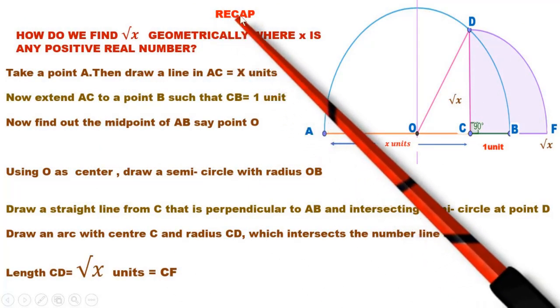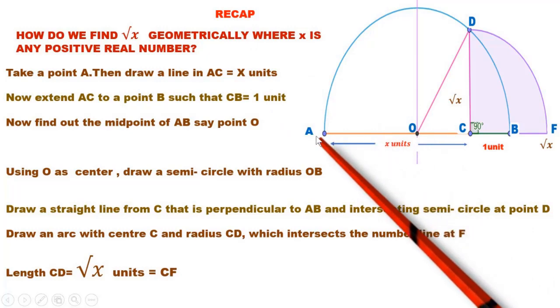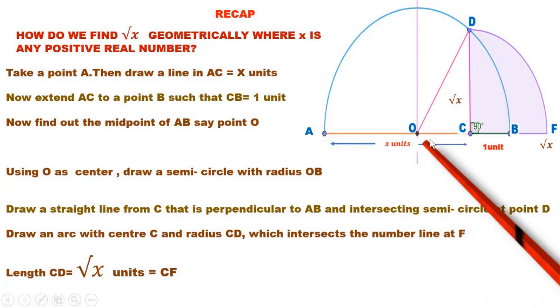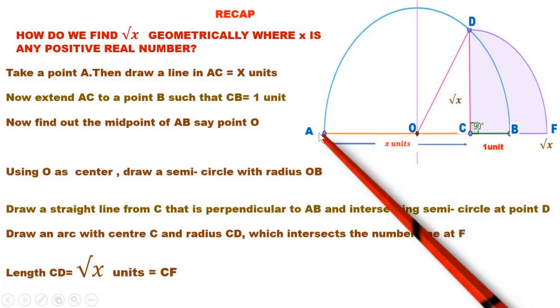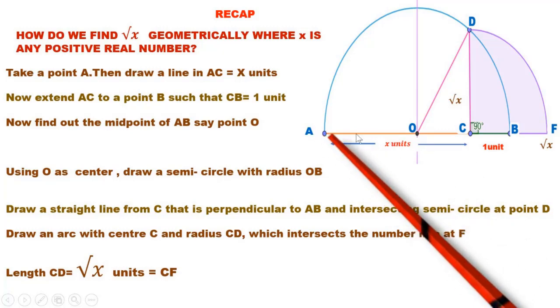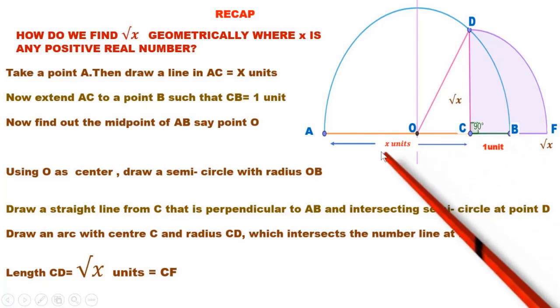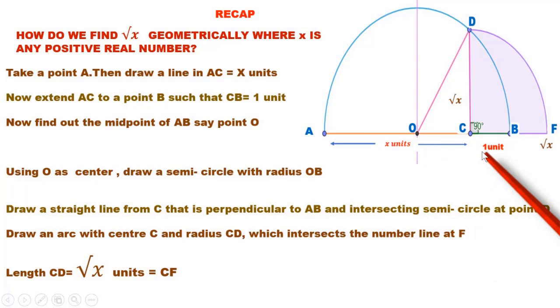Now let's recapitulate our construction. How did we find root x geometrically, where x is any positive real number? Take a point A. Draw a line AC equal to x units. Now extend AC to a point B such that CB is equal to 1 unit. As an example, take AC 5 centimeters, then CB will be 1 centimeter.